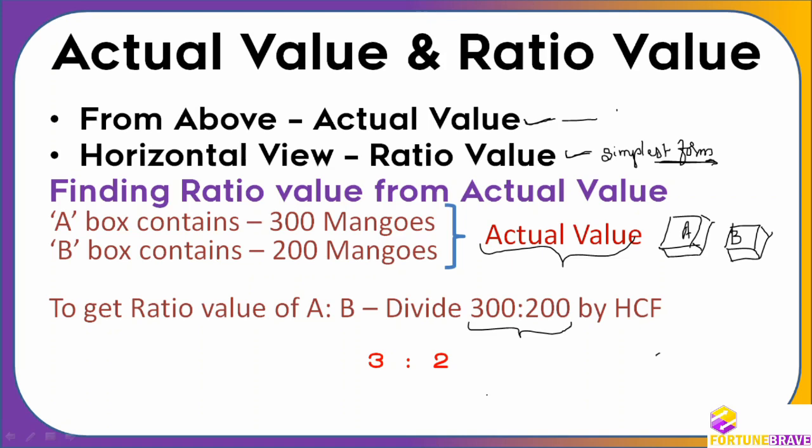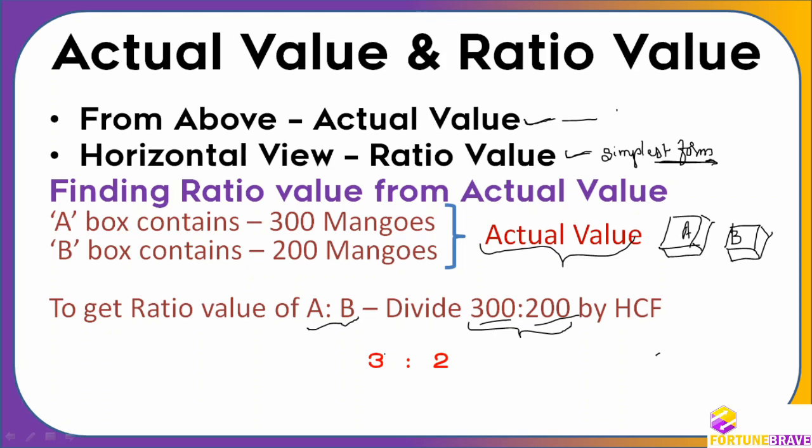So HCF is 100. If I divide this by 100 and this by 100, I will find the ratio as 3:2. So this is the ratio value of A is to B. How do I do it? I just divide the numbers by their HCF. Or if you do not know the HCF, instead of finding HCF, you can go on dividing.